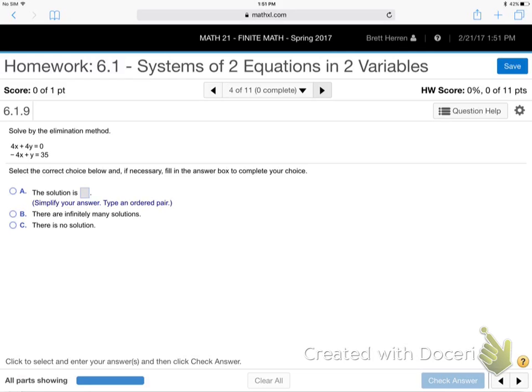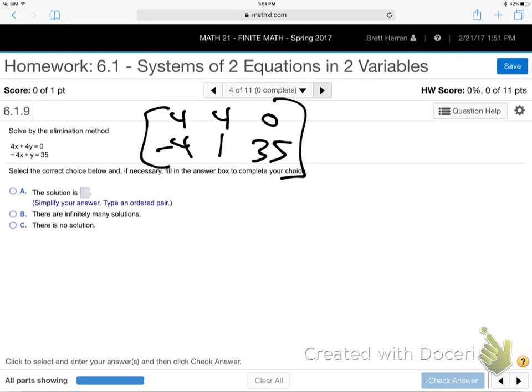Okay, let's try that one. I suggest we just do it by calculator. So I would just put the matrix into my calculator. 4, 4, 0, negative 4, 1, 35. Right? Put that in matrix A. And hit the buttons. Tell it to do the RREF of matrix A.